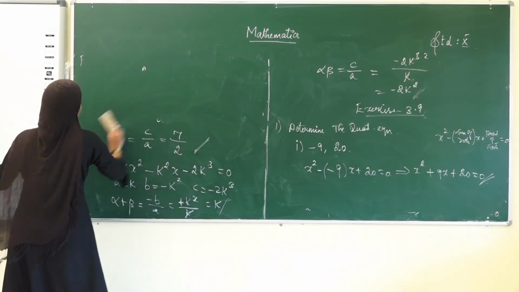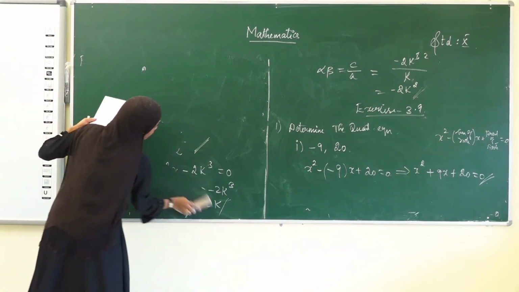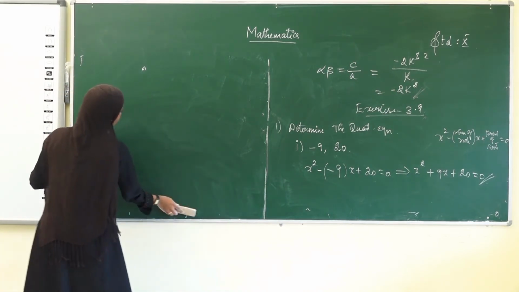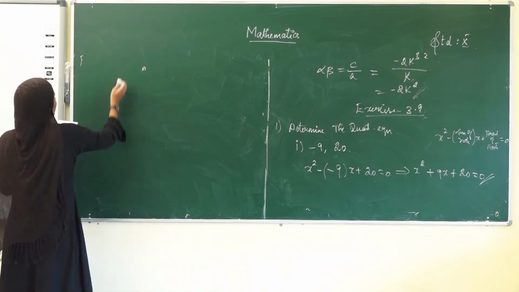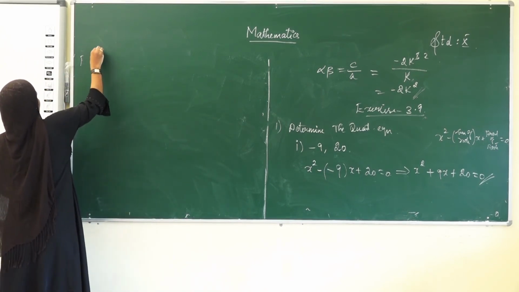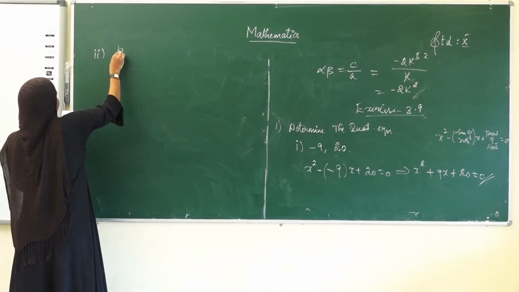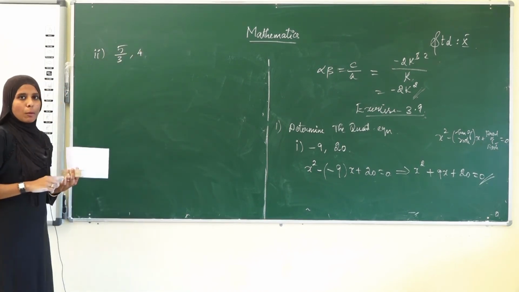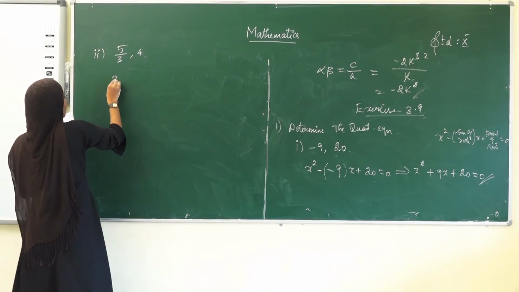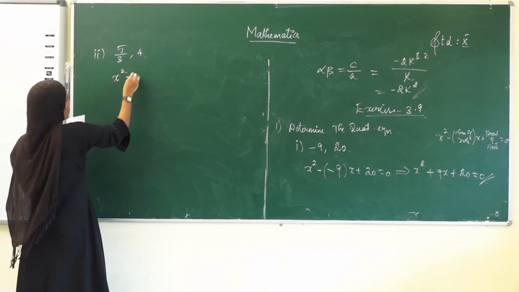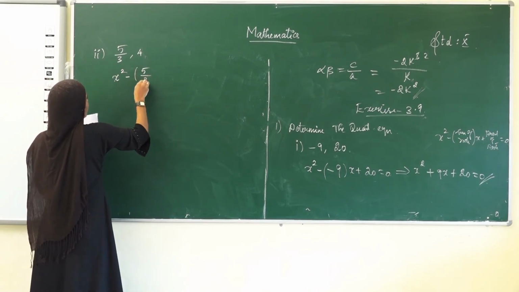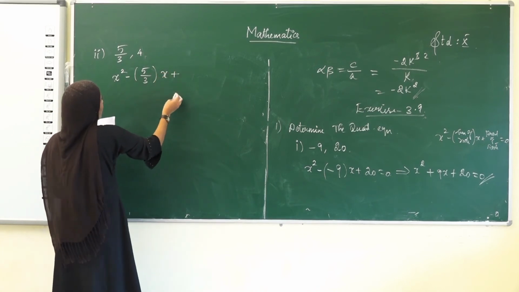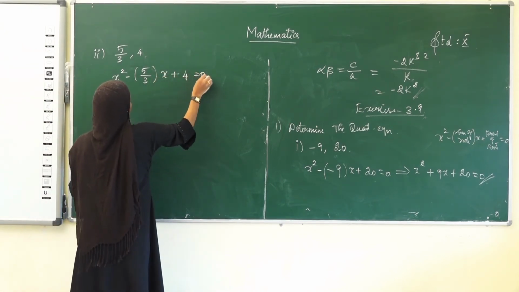Okay, now we are moving on to the second subdivision. For the second subdivision, what are the values they have given? The values are 5 divided by 3 comma 4. They have given the sum of the roots and product of the roots. Therefore, x squared minus sum of the roots. What is the sum of the root here? 5 by 3 into x plus product of the root is 4, which is equal to 0.